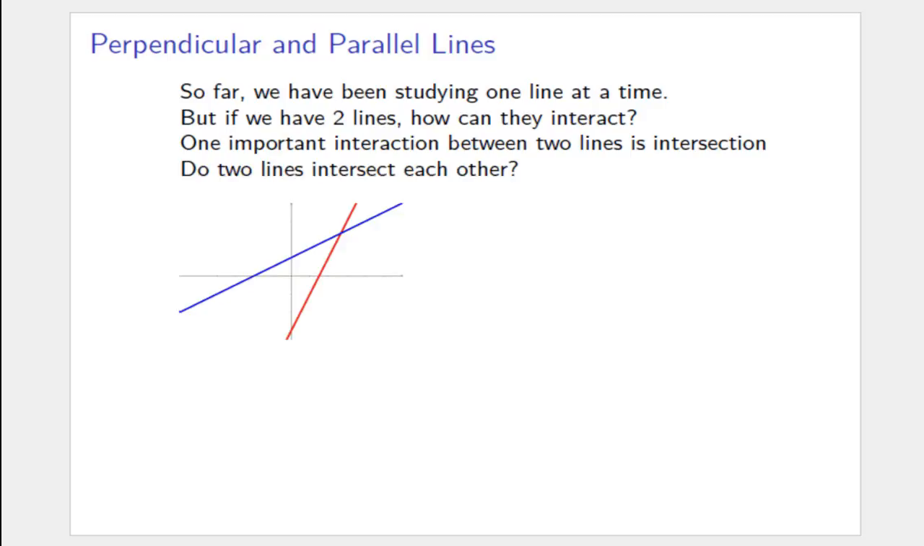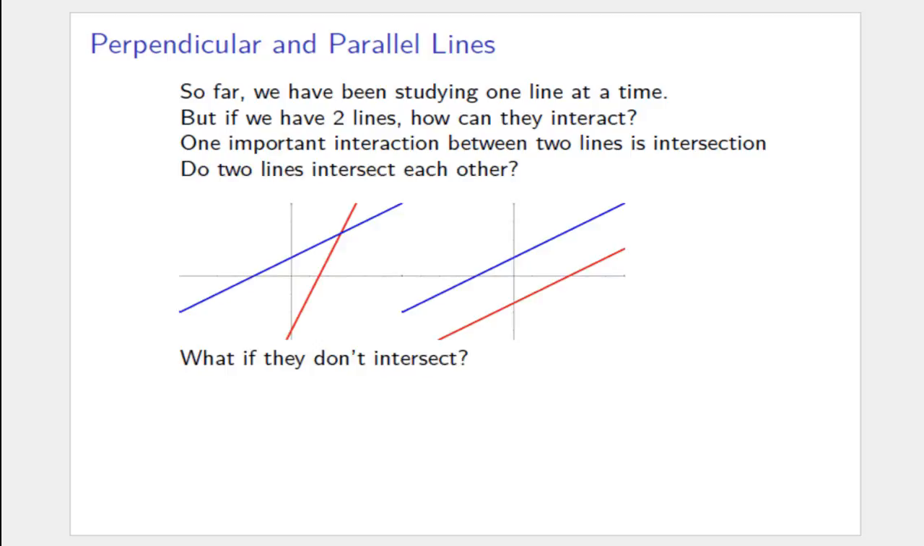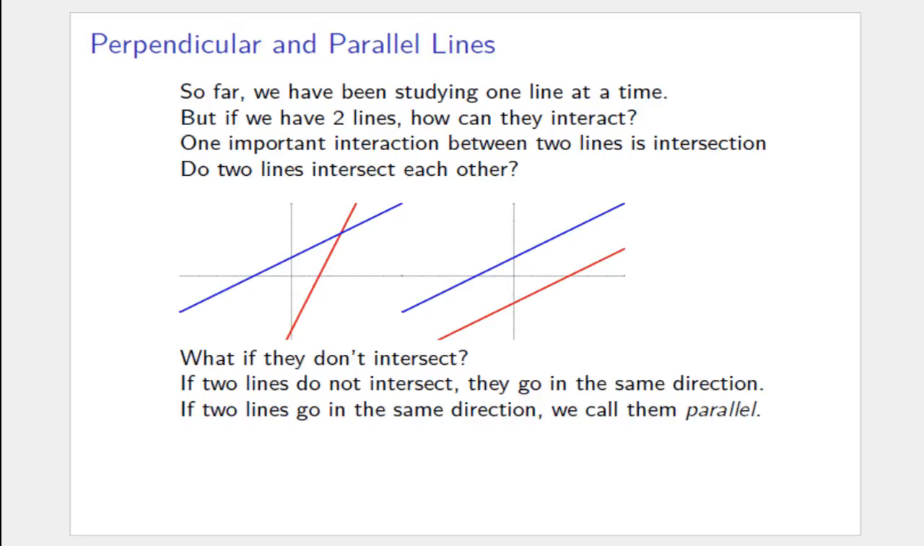Do two lines intersect with each other? And what if they don't? Well, if two lines do not intersect, they must be going in the same direction. And if two lines go in the same direction, we call them parallel. So the only time two lines don't intersect is if we have parallel lines.